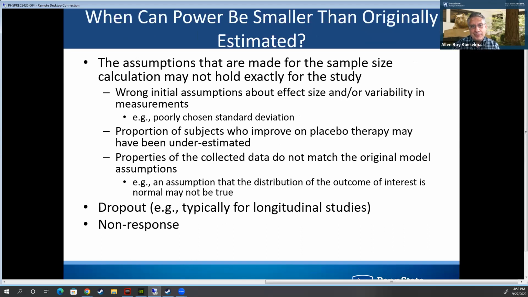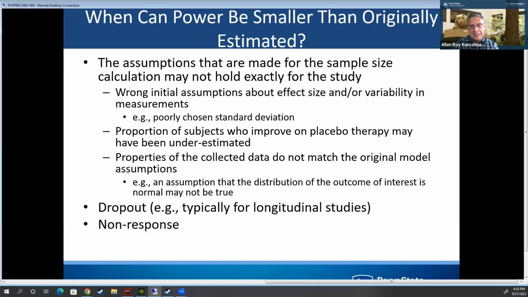The assumptions made for sample size calculation, when don't they hold exactly? When can your power be smaller than what you think? Well, wrong initial assumptions about the effect size and variability. A poorly chosen standard deviation is one example. Back to my systolic blood pressure: if I did my sample size and power calculation with a standard deviation of 10 millimeters of mercury, but at the end of the study it was actually 40 millimeters of mercury variability, because these hypertensive people were all over the place, my study would actually be underpowered because of a poorly chosen standard deviation.